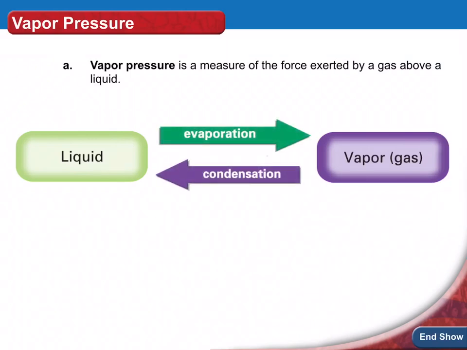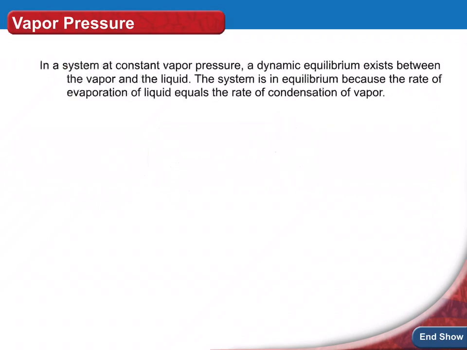So vapor pressure is a measure of the force exerted by a gas above the liquid. If you constantly have evaporation taking place on the surface of a liquid, you're creating a gas there. And gases exert a pressure because those particles are moving all over the place. They have higher kinetic energy, and so they are going to exert a pressure, and that pressure on the surface of a liquid is called the vapor pressure. Well, what is the vapor pressure pushing against? It's pushing against the atmosphere.